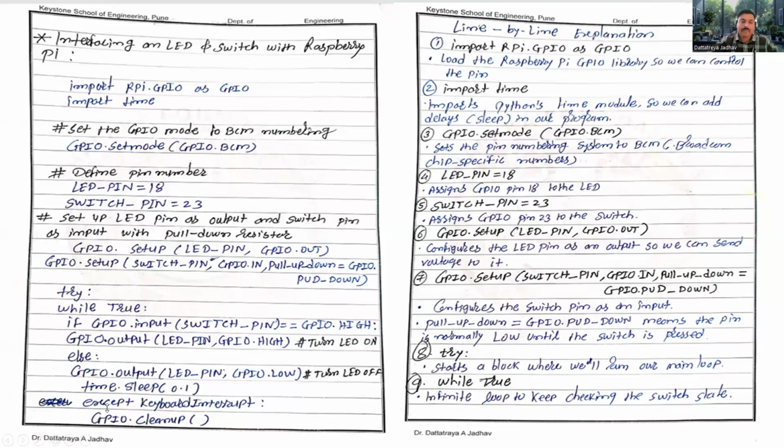Then we handle the keyboard interrupt, and GPIO.cleanup, so we can return to a reset state. So there are two conditions, one related to the switch and the second related to the LED. If the input of the switch is high, the LED should be on, and otherwise the LED should be off. That can be explained in detail with the program.